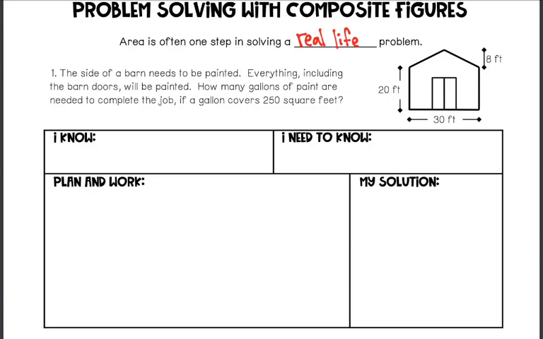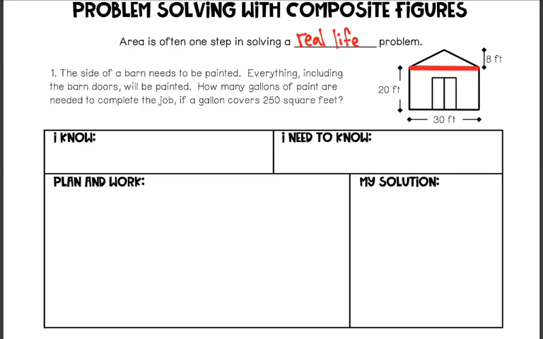So it says area is often one step in solving a real life problem. So we want to find some area here. In this one it says the side of the barn needs to be painted. Everything, including the barn doors, will be painted. How many gallons of paint are needed to complete the job if a gallon covers 250 square feet? So I need to know how much area is taken up by this space here, because everything's going to be painted. To do that, I need to break it apart into pieces that I understand, which in this case, I understand that it's a triangle and a rectangle.